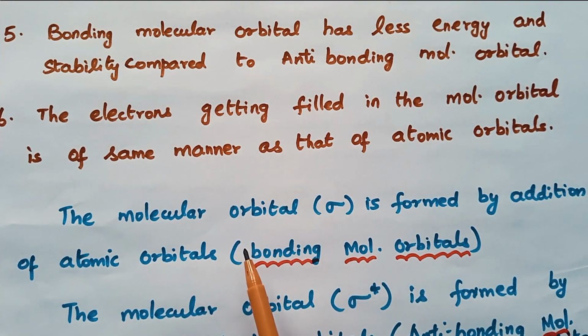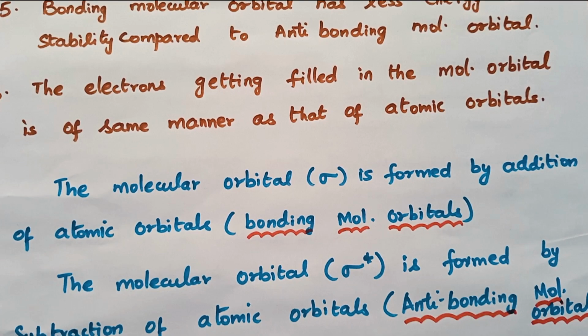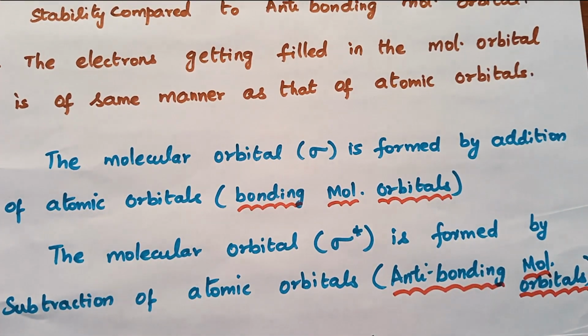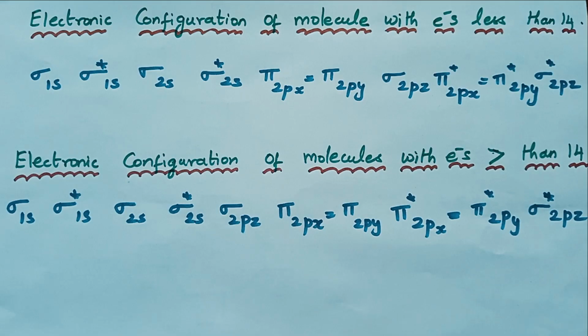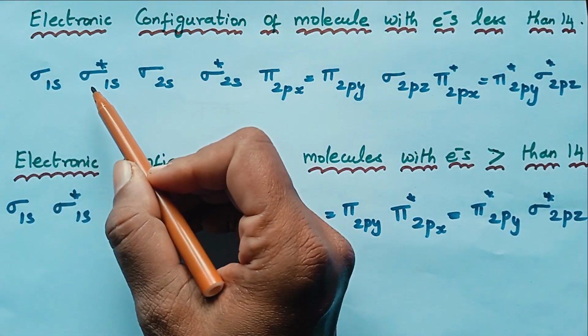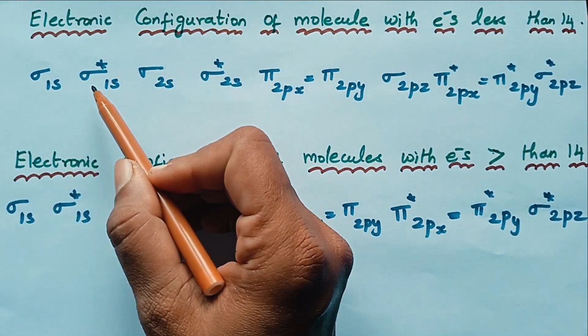The molecular orbital sigma is formed by addition of atomic orbitals, and we call it the bonding molecular orbital. The molecular orbital sigma star is formed by subtraction of atomic orbitals, and we call it the anti-bonding molecular orbital. Here sigma is the bonding molecular orbital and sigma star is the anti-bonding molecular orbital.